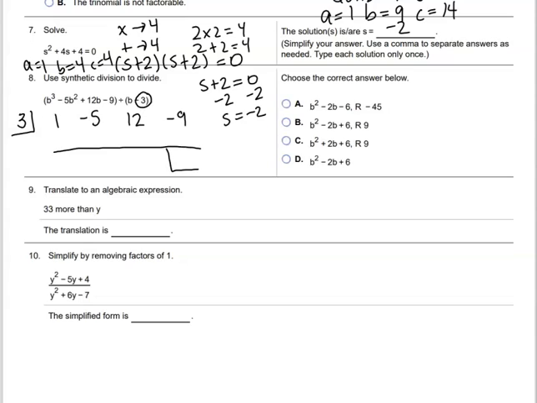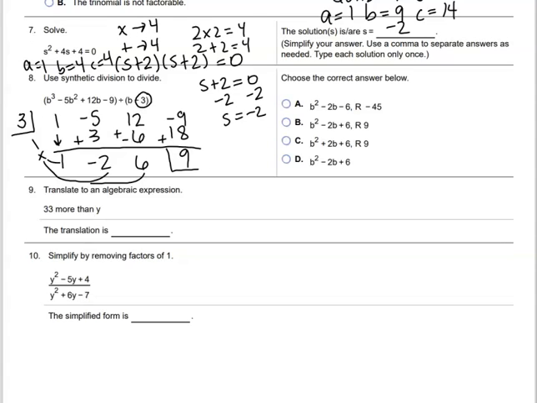When we do synthetic division, this box would be our remainder. The first thing we're going to do is bring down the 1. 1 times 3 gives me 3, so I put that right here, and then I add these two. -5 plus 3 is -2. I take that and multiply it by 3: -2 times 3 is -6. We're going to add those two. 12 and -6 is positive 6. We multiply 6 times 3 and get 18. -9 plus 18 gives me positive 9. That would be my remainder.